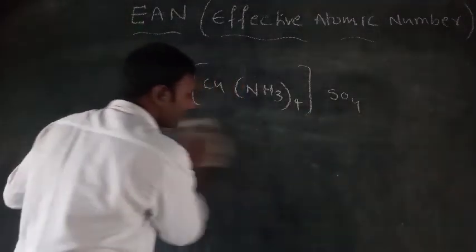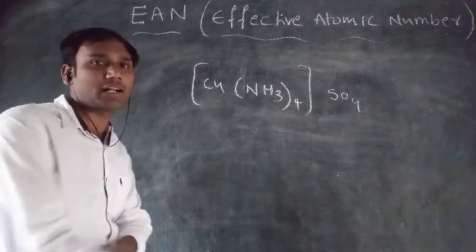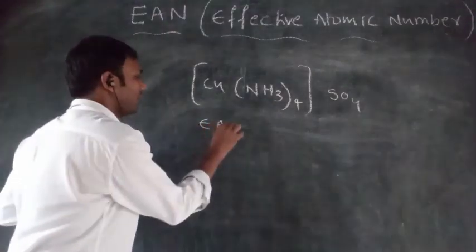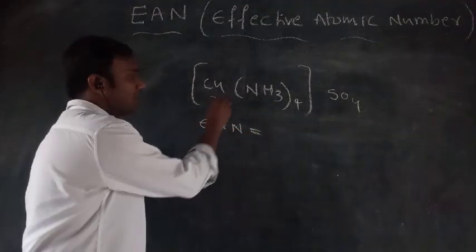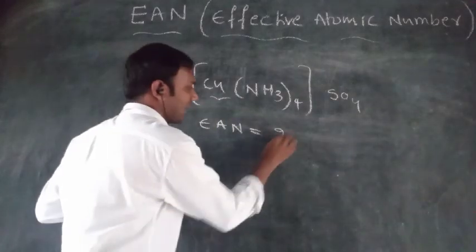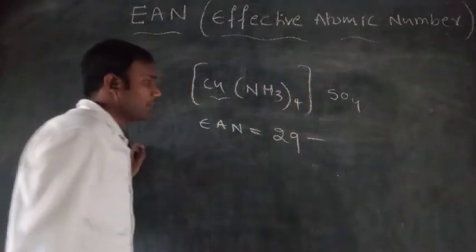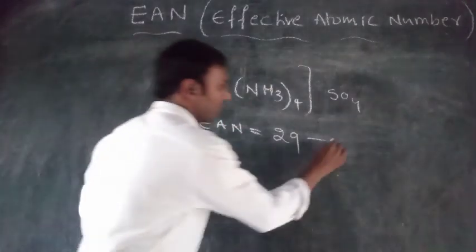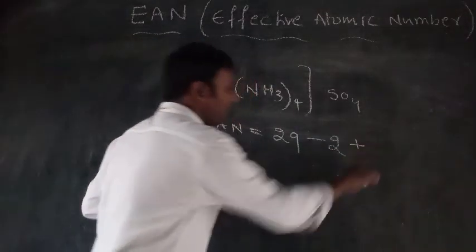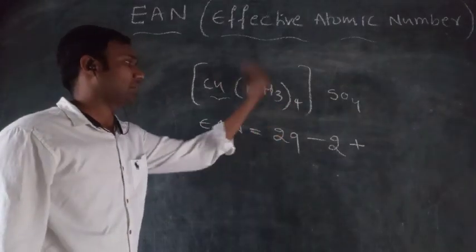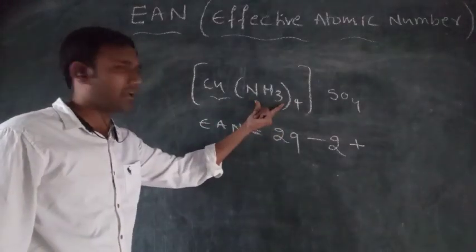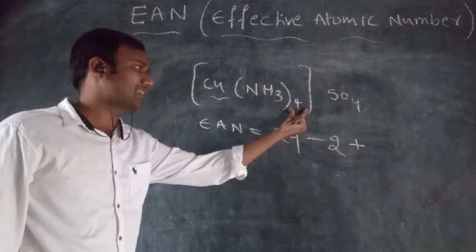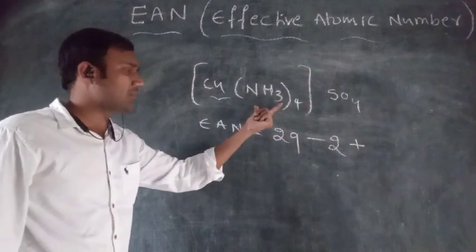So then copper atomic number is how much? 29. So now the effective atomic number is equal to the atomic number of the central metal atom, 29, minus the number of electrons lost by the copper. How many electrons are lost? 2 electrons, so minus 2. Next, plus the number of electrons accepted from the ligand. So what is the ligand here? Ammonia is the ligand. How many ligands are there? 4 ligands.